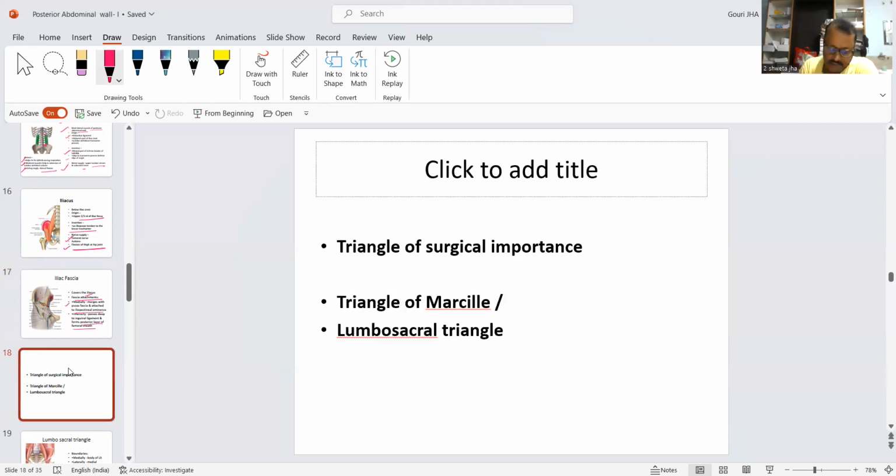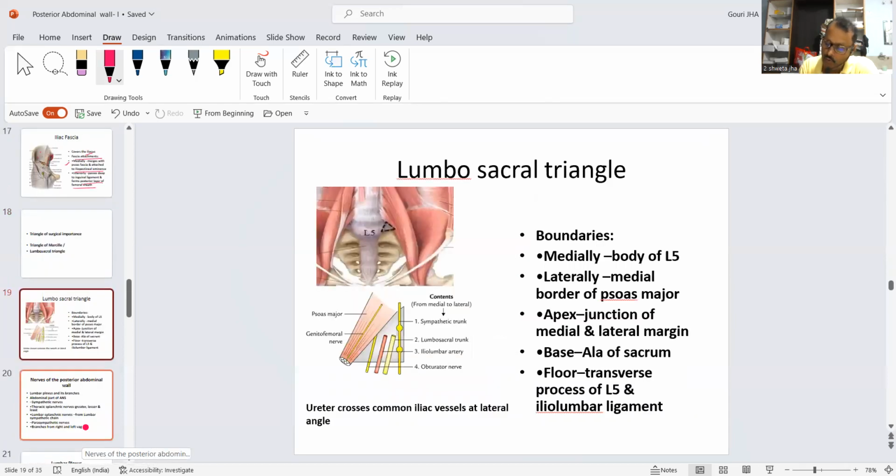Now the important structure, the triangle which is of surgical importance, is the triangle of Marcille or the lumbosacral triangle. So what is this lumbosacral triangle? Since this is a triangle, it must have 3 boundaries. So what are those 3 boundaries?